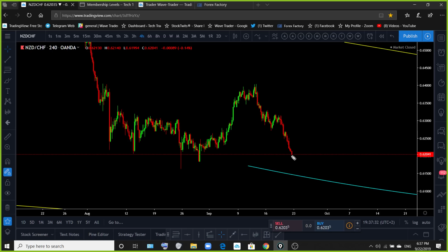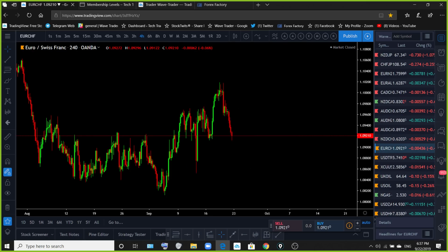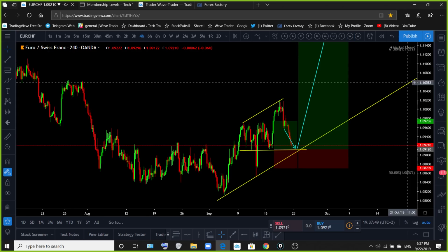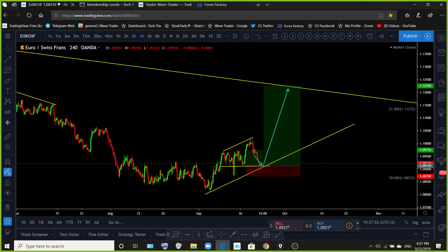So you're looking for price to hold that bottom, or go lower and then start to rise. There will be a buy setup from the previous bottom on the Kiwi Swiss franc, and on the Euro Swiss franc there will be a buy setup too. So next week you're looking for price to hold that bottom and go in that direction. If it's not going to hold and keeps pushing lower, then again look for this move.